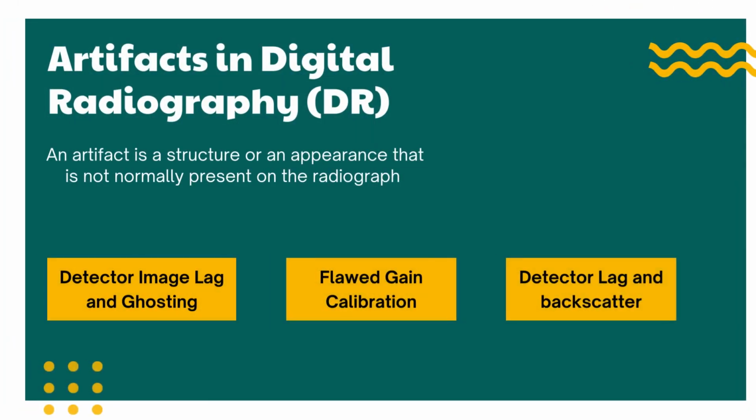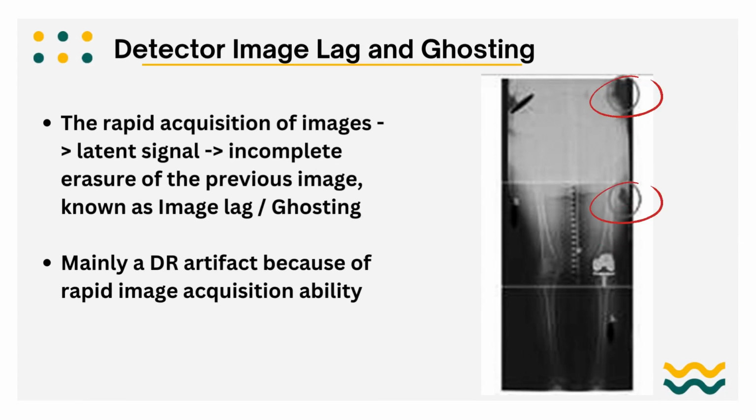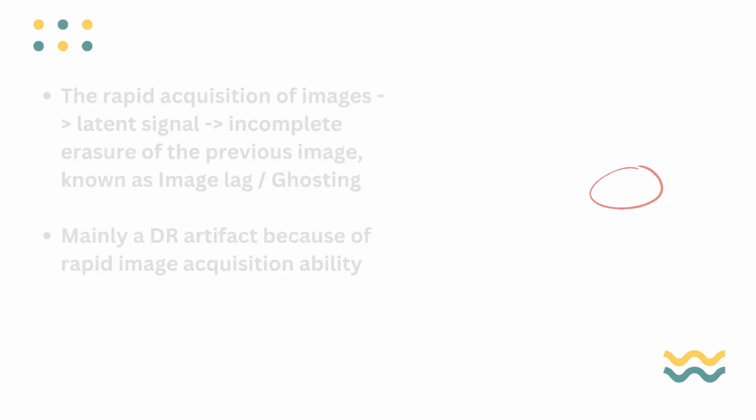An artifact is a structure or an appearance that is not normally present on the radiograph. Detector image lag and ghosting: the rapid acquisition of images can result in a latent signal from one exposure lingering into the readout of subsequent exposures.